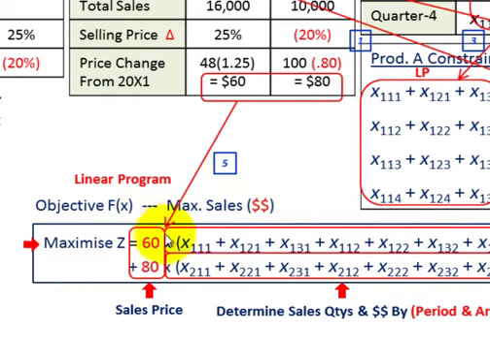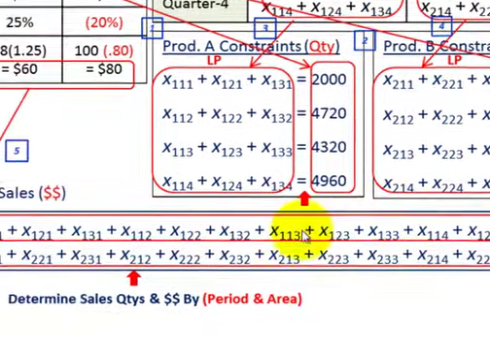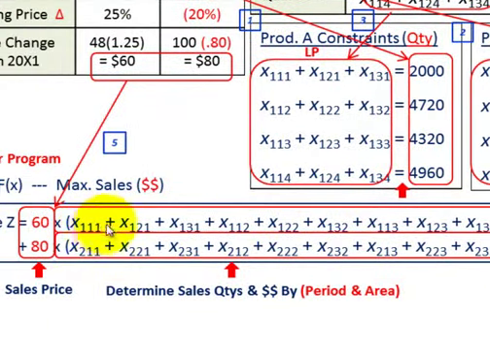So what you're going to do here, maybe first off, just look at the sales price here. You see for product A, it has a $60 selling price, and product B has an $80 selling price. So in your objective function, you're going to put those sales prices in here, but they're going to be times all of these index amounts, x111 plus x121, x131, and so on. So that is for my product A here.